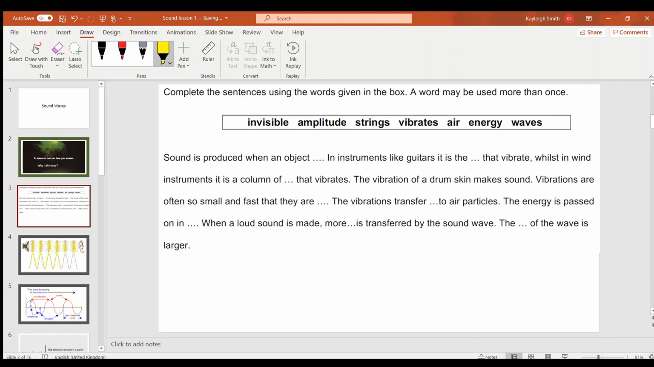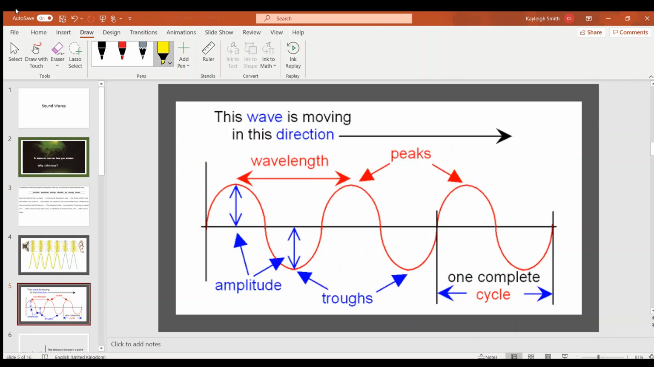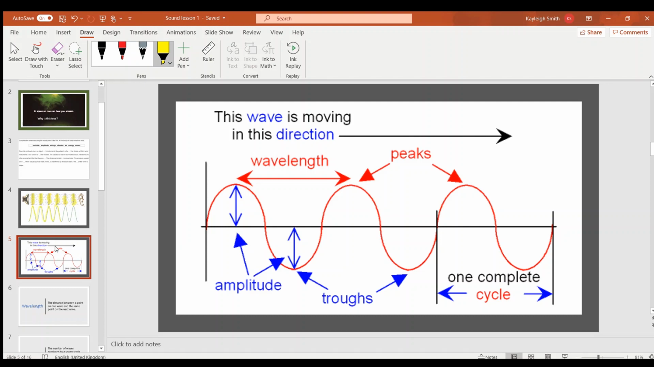So, let's have a look at some key words. We're going to look at the words wavelength, amplitude, and something else that's not on this diagram, frequency.